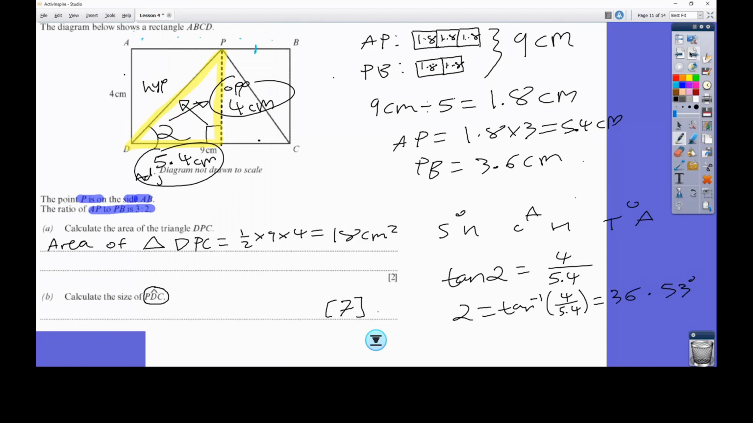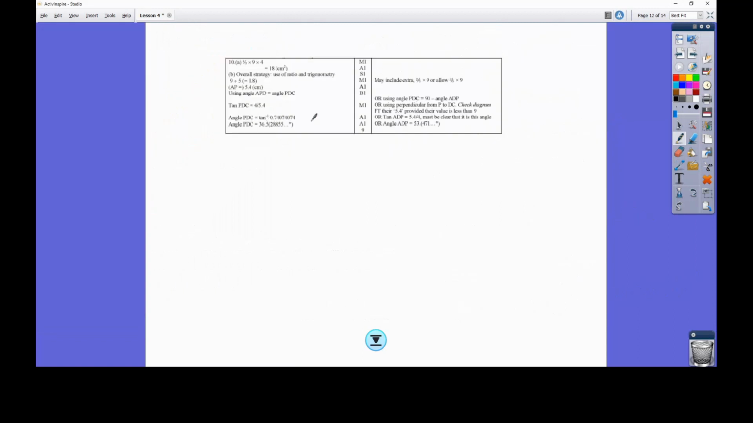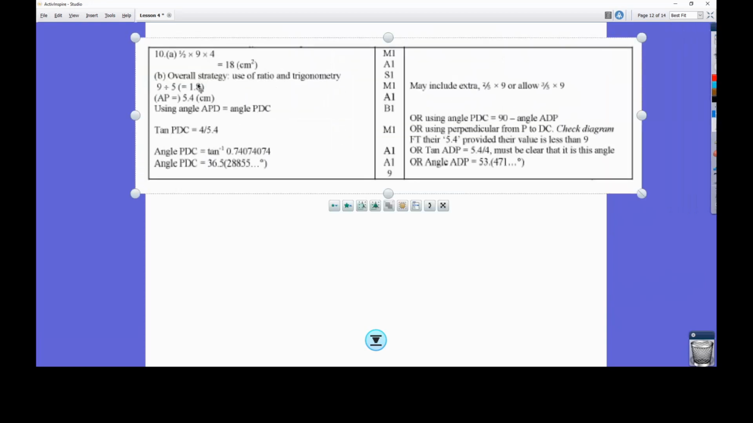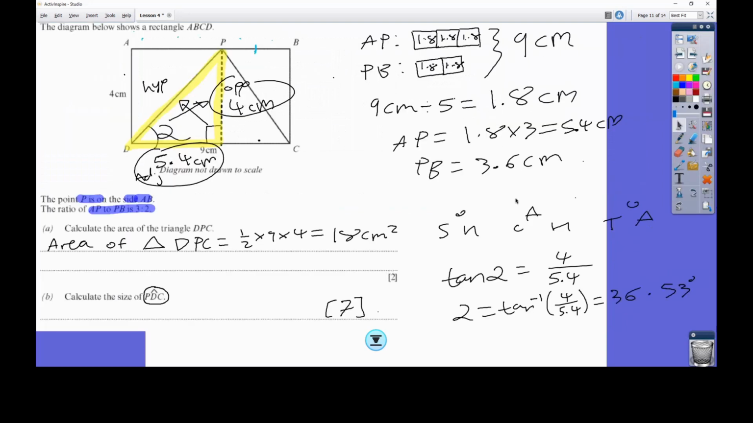And let's just check what the mark scheme says. So 36.5 and so on. So you will accept 36.5. 36.53 is fine. And you can see the overall strategy, use of ratio. I'll make this a bit bigger. Use of ratio in trigonometry, which is what we did. 9 divided by 1.8. And you can see that every one of these steps that I've written is worth a mark, basically. This is 7 marks for PDC. So don't throw marks away, make sure you show your workings.